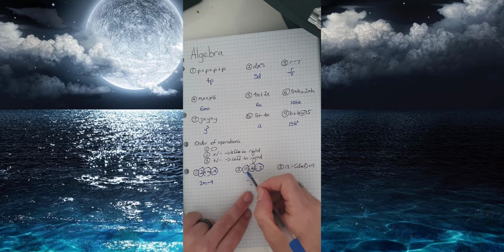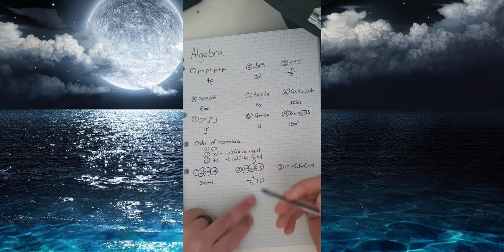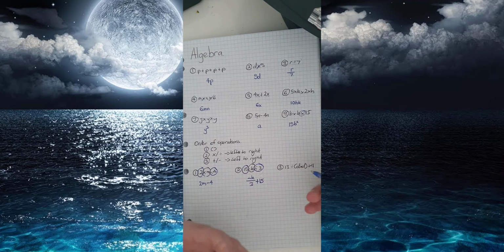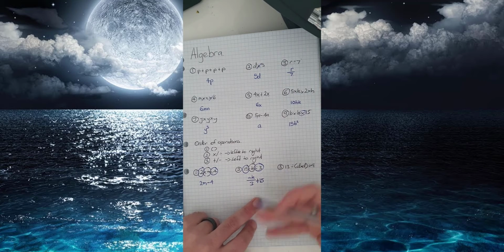Now I've got my 15 to contend with. So what I can do is simply plus 15. If it doesn't have a sign there, what that really means is that it's a positive. We can infer that as a positive. If it has a negative, it's a negative. If it doesn't have anything, it's a positive.